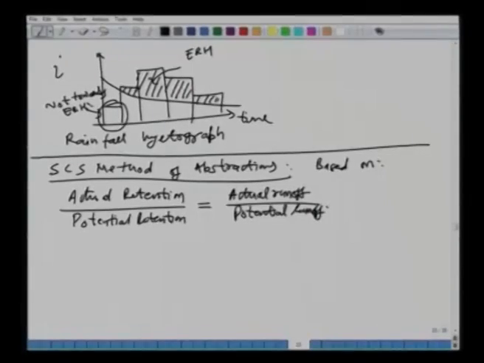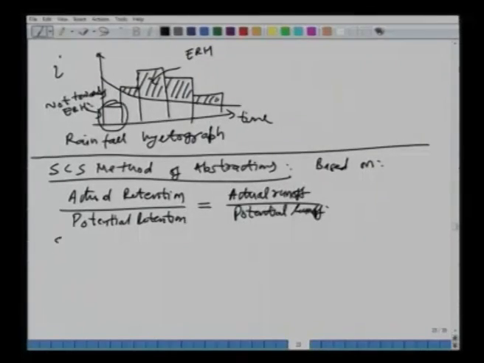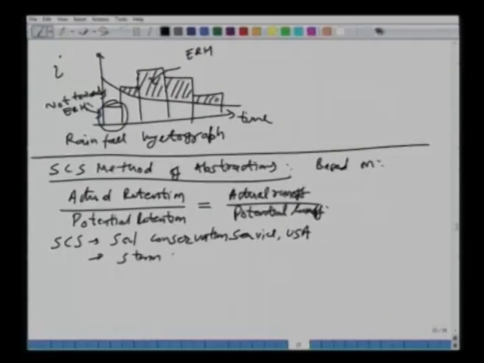Okay. Before I actually go into the details, I must mention that this SCS curve number method or the SCS method was developed by, what is SCS? SCS is an organization in the United States. It is called Soil Conservation Service. All right. So, what is SCS? It is the Soil Conservation Service. It is an organization, water resources organization in USA. Okay. They have developed this method, and this method is applicable for storm rainfall only.